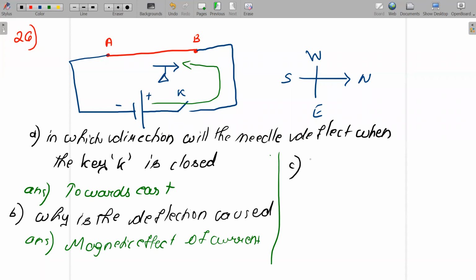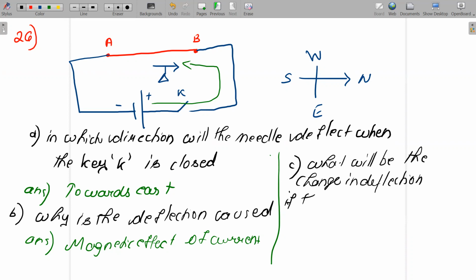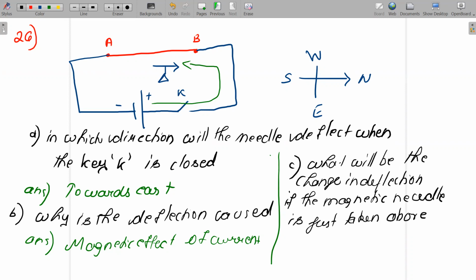What will be the change in deflection if the magnetic needle is just taken above conductor AB? So what is the change, children? Because it deflects upward, the answer is towards west. Opposite direction to deflect, right? Towards west.